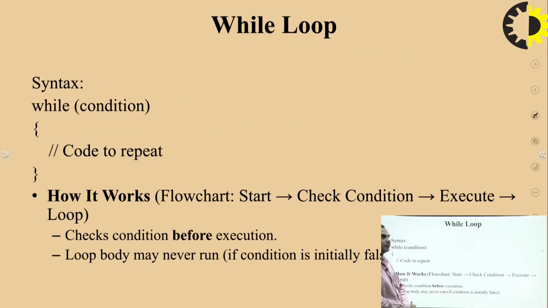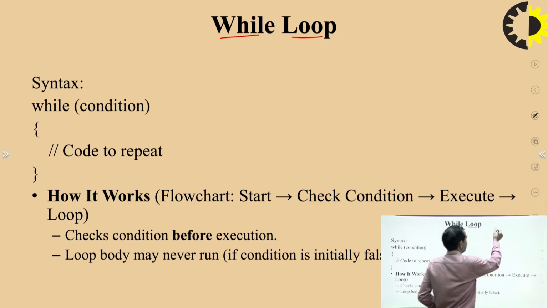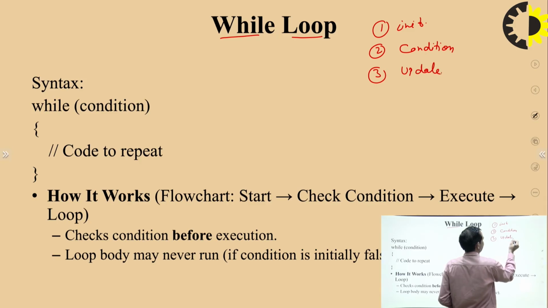Okay, second one, now we are using the while loop. In the for loop, we have 3 parts. Firstly, we initialize a variable. Second, we have the condition, and third, we update the value. So in the for loop, we define all 3 inside the brackets.